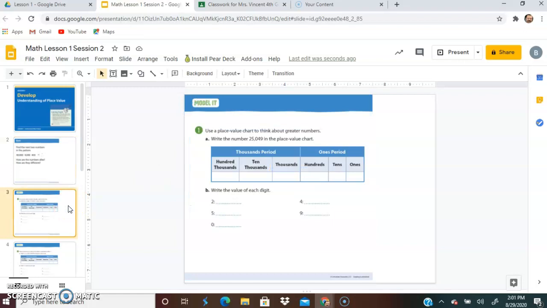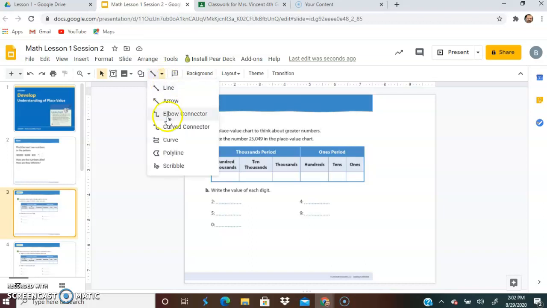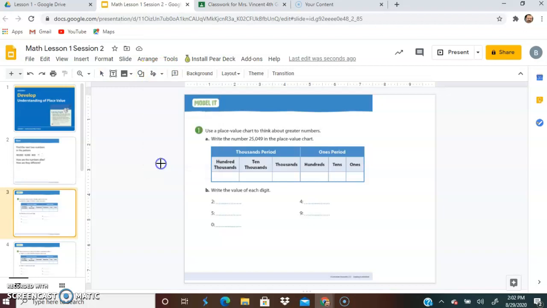Let's go to number 1 in your book. Use the place value chart to think about greater numbers. We're going to write 25,049 in the place value chart. Okay, and today I'm going to show you just some extra little tools. Remember, you're writing in your math book, but this will help you in the future if you're ever using another assignment that you need to use the scribble tool for. So I just went up here by the line and I hit this down arrow and there's a scribble tool. Okay, that's going to give me some crosshairs that I can write with.